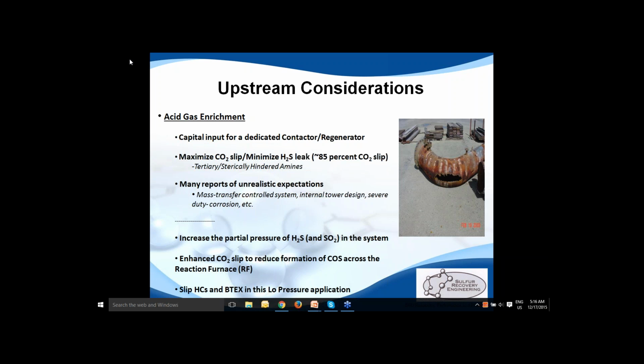And finally, with acid gas enrichment, it's another opportunity to slip or remove higher hydrocarbons and also the BTEX components in the application. And it's a low pressure application versus the typically higher pressure regular amine or gas treating unit that you would have. The BTEX components include benzene, toluene, ethylbenzene, and xylene. Essentially, we like to minimize their composition in our feed streams because if they're not destroyed in the reaction furnace, they will poison our Claus catalyst downstream.